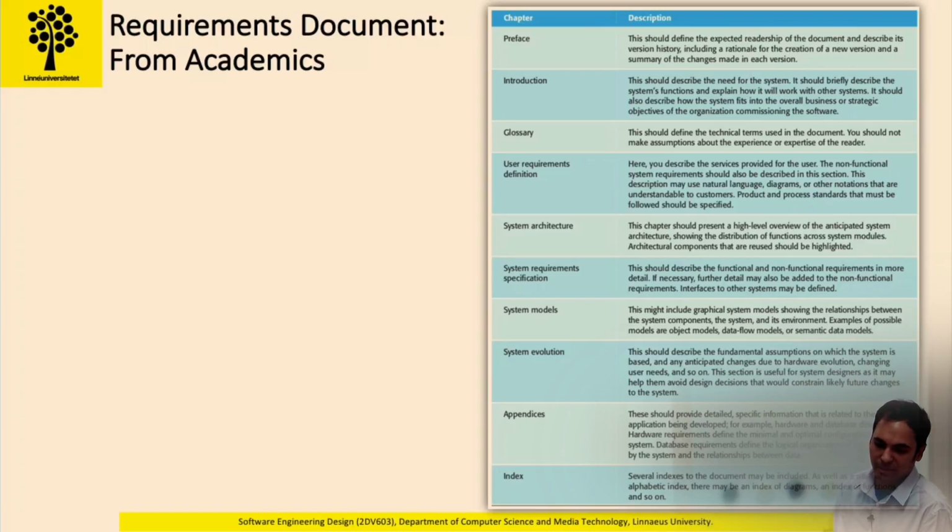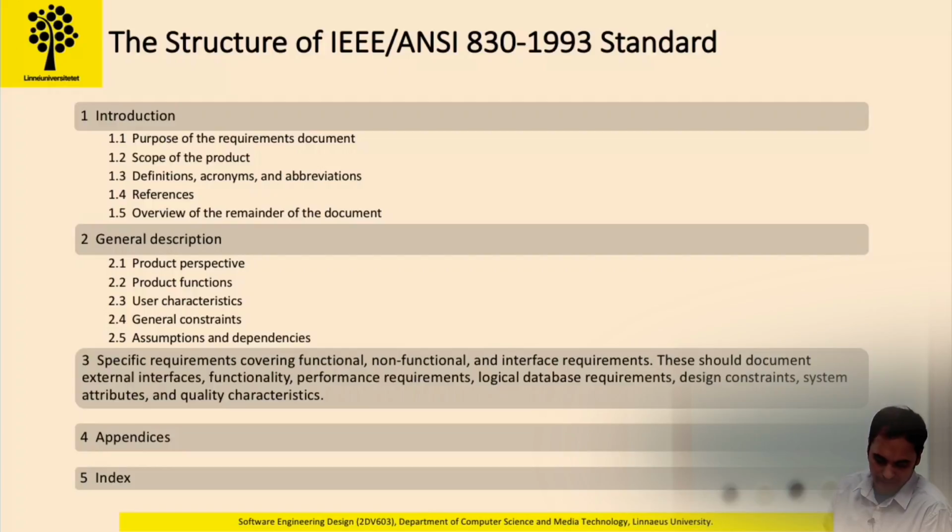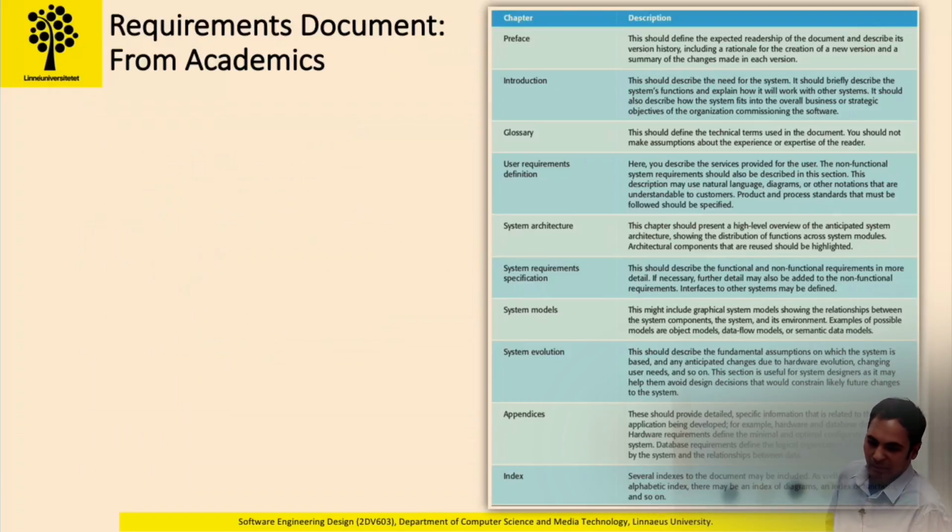The first has some similarities with the previous standard. The first part is the preface, where it should describe the metadata of this document, basically the version, who will be the reader of this document, and the summary of changes, for example. Then you also have the introduction section, where you describe the system. So it's basically section 2 here, the general description. And then you have the glossary, where you put different terms, definitions, and abbreviations.